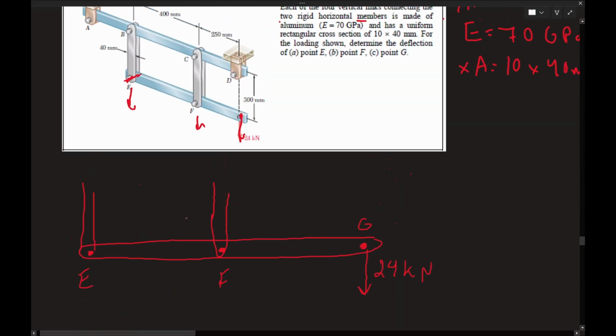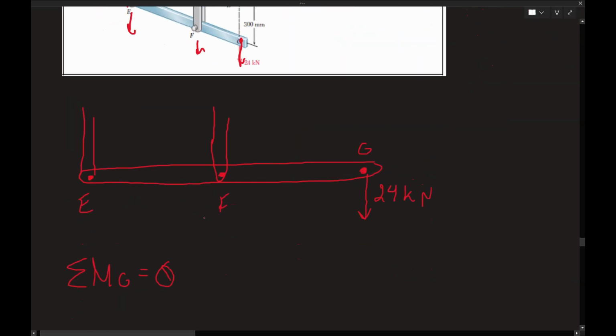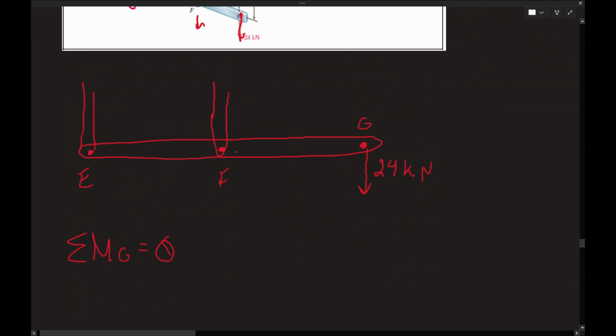Wait, E might go up. No, that'd be weird. E might go up. Oh my god. Because this guy's pulling down, and this guy has to pull up. This guy's pulling down, and this guy's pulling up, and this guy's pulling up. This guy's pushing down. Oh, I didn't think of that.